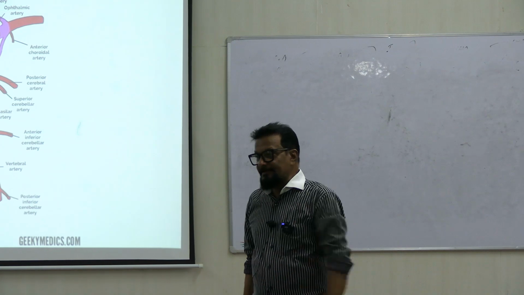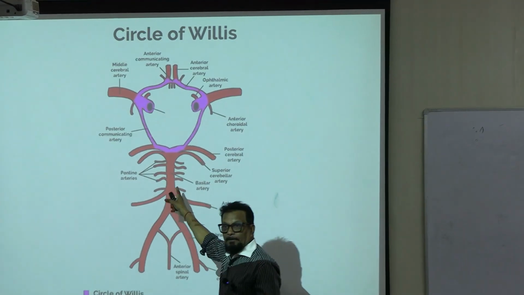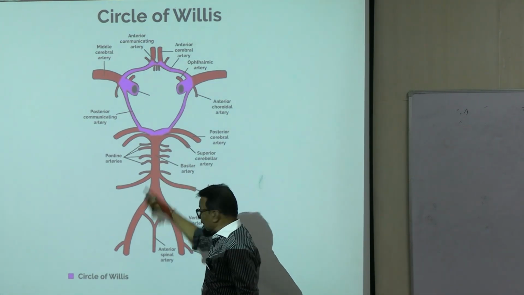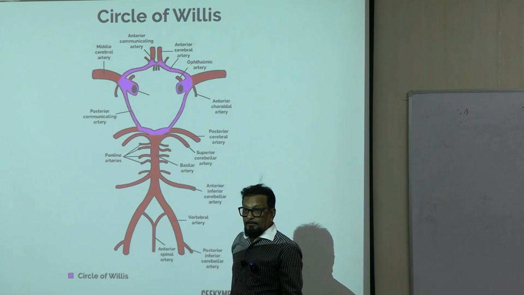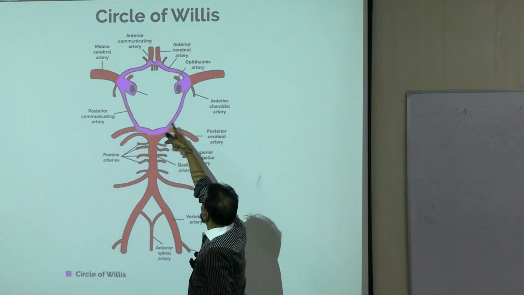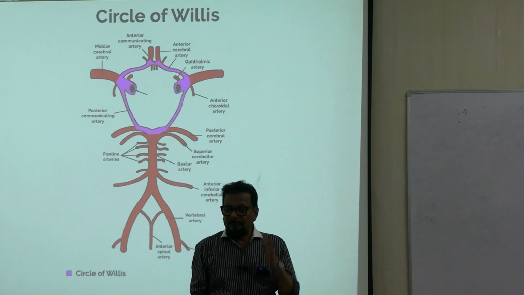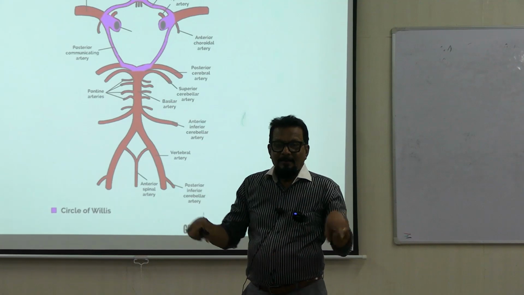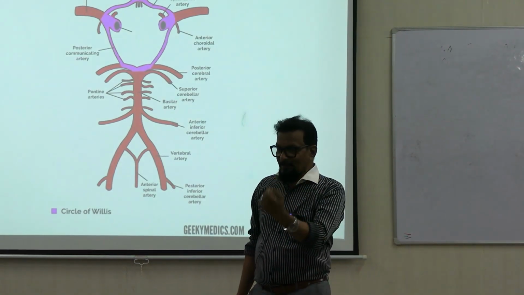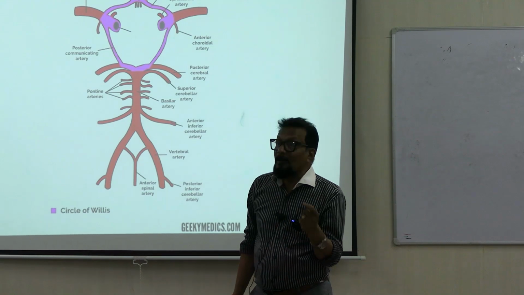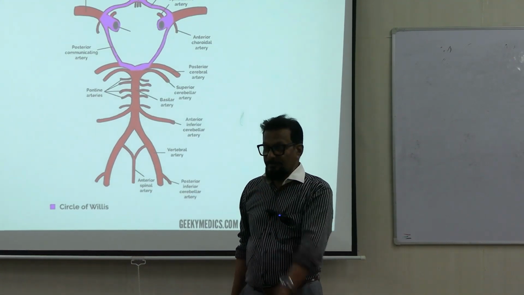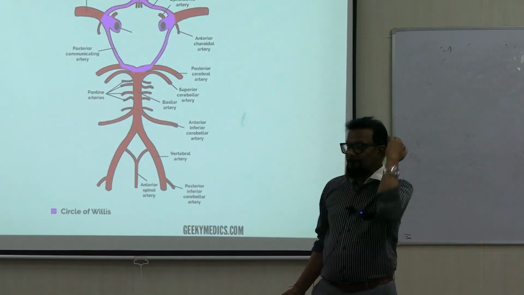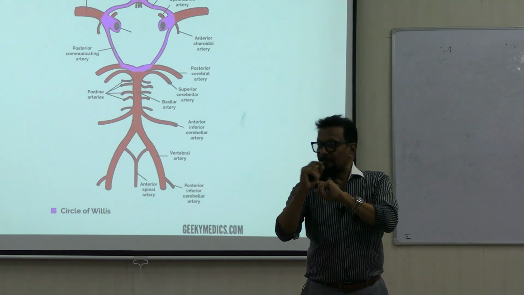So what are the 2 main arteries that are supplying the cerebrum? One is the basilar artery, formed from 2 vertebral arteries, and the other is the 2 internal carotid arteries. Now they will join together and form a circle. This circle is called the circle of Willis. You may get a short question: what is the circle of Willis? At the base of the brain, you will get the circle of Willis.